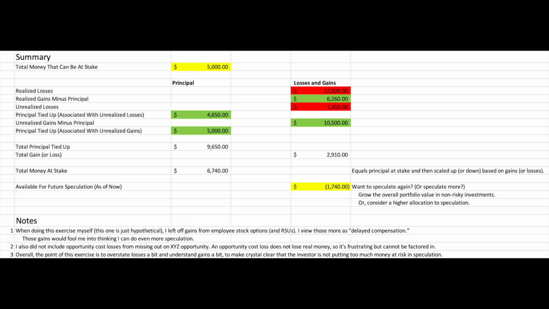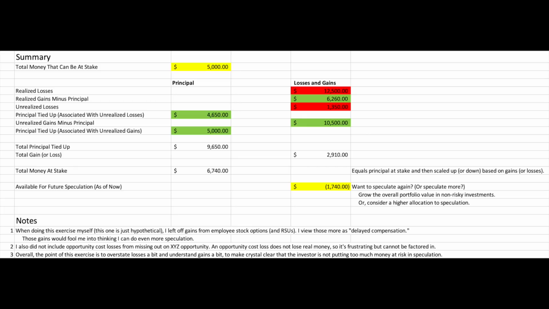In the left-hand column on the next row, I show what principal is still tied up associated with those unrealized losses. That's $4,650. Next, I've got unrealized gains, and that's minus principal. I have that in the right-hand column, and in the left-hand column, I have principal tied up that's related to these unrealized gains. Again, all these cells just mentioned are literally just pulled from the tables that we just went through above. And so now I start summarizing things. On the left-hand side, how much of my principal is tied up just in speculative investments? $9,650. Obviously, more than the $5,000 technically that should be allocated.